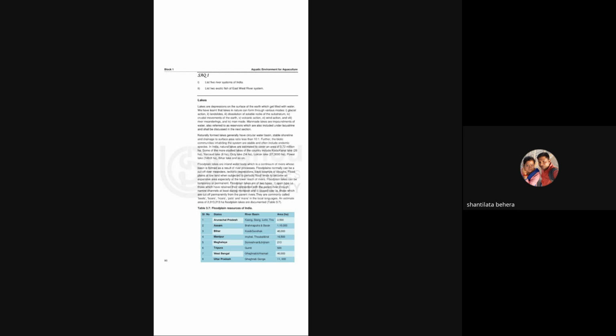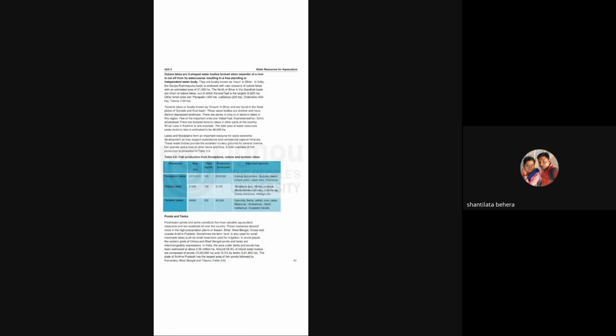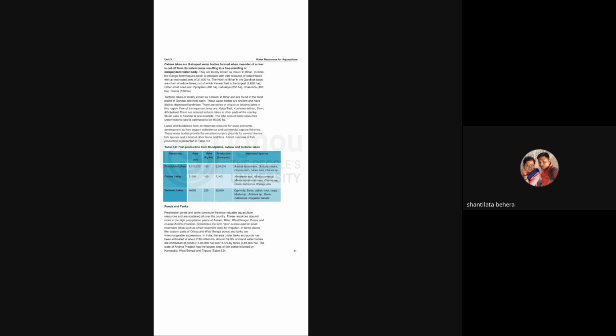See, in different states, this is data showing different types of lakes in the different states of India, and their area. Next, coming to the ponds and tanks. Ponds and tanks are also inland fishery that contains fresh water. So this also provides a resource for the aquatic organisms to grow. These freshwater ponds and tanks constitute the most valuable aquaculture resource and are scattered all over the country.